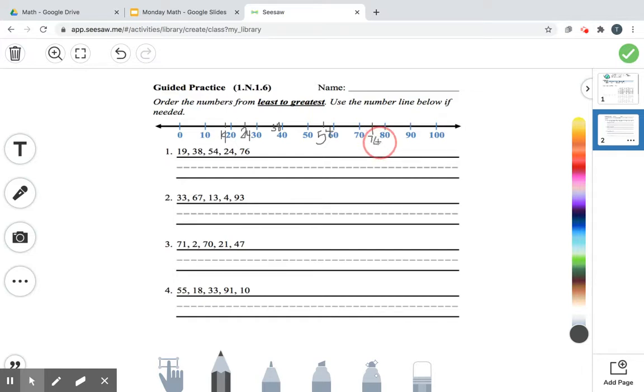Okay, so now we've got it all planned out. Let's see what's the smallest. The smallest will be the one closest to the 0. So right here I see 19 is closest to the 0. So that's going to be the smallest number on our list. Let's find out which number we run into next. Next I see 24. Next I see 38. I'm putting a comma in between these numbers because when you list things you need commas. Okay, next I see 54. And last but not least, I see 76.